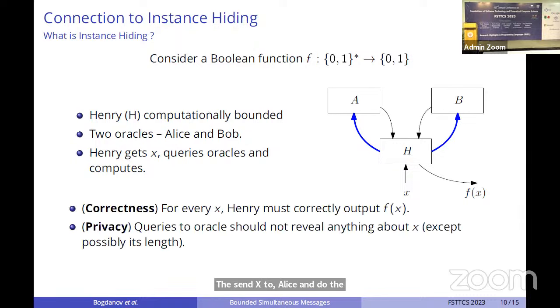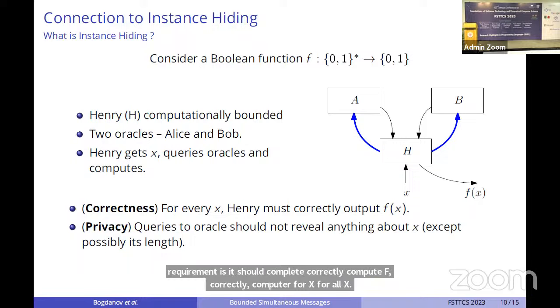So the catch is, the communication should be done in such a way that Alice and Bob do not learn anything about the input. Alice and Bob cannot learn anything about what x is. They can possibly learn its length, nothing more than that. So that's the privacy requirement. The correctness requirement is it should correctly compute f of x for all x.